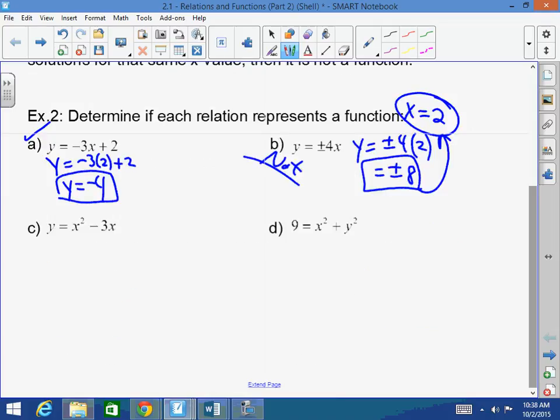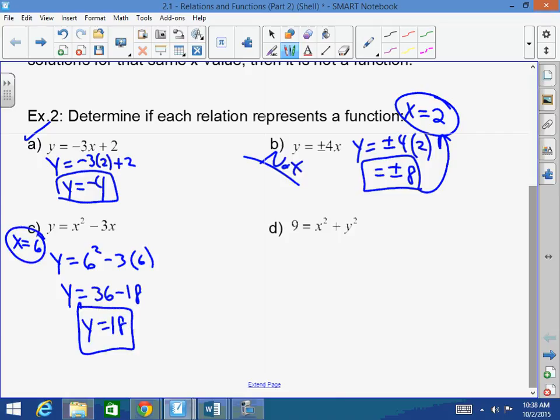How about this one? What x do you want to choose for this? 6. Okay, 6. When x equals 6, y equals 6 squared minus 3 times 6. So y equals 36 minus 18. So when x is 6, y is 18 and only 18. And this is a function, yes.